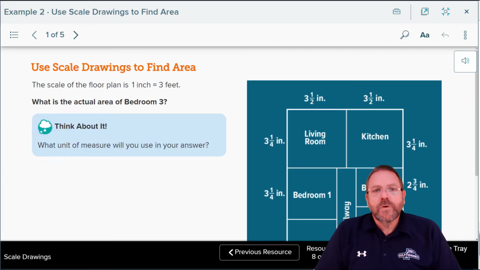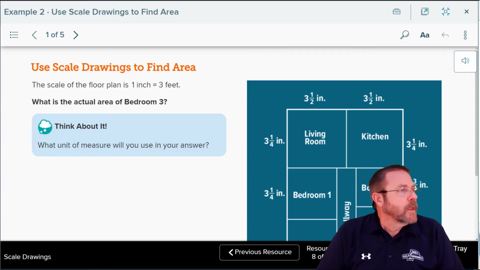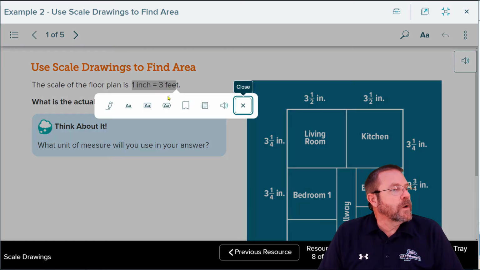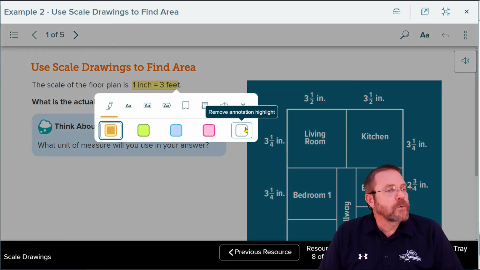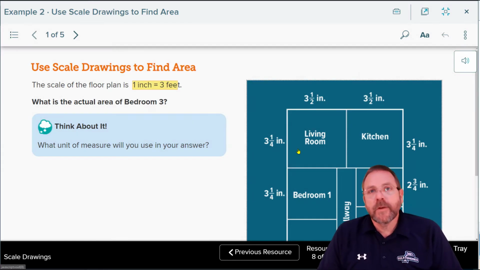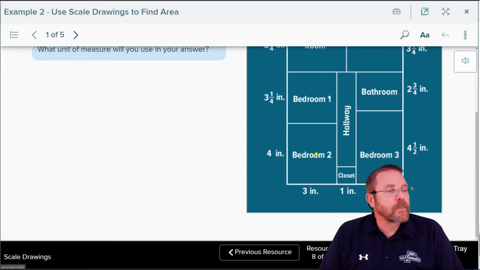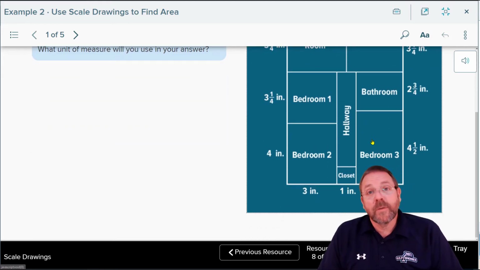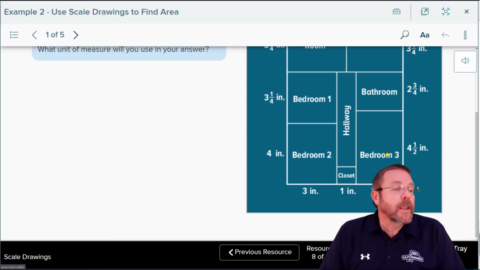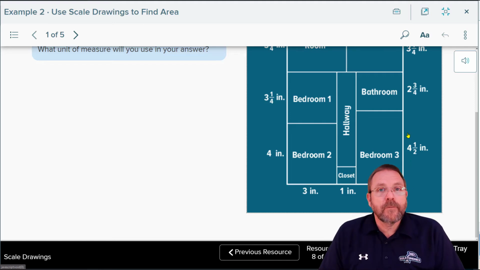Now, example number 2 is going to be working off the same concept as that little learn page we did, where here we have a floor plan, and the scale to the floor plan is 1 inch is equal to 3 feet. So every 1 inch on the plan is going to be 3 feet in real life. And they want to know what is the actual length of bedroom number 3, and bedroom number 3 is right there. That's a pretty big bedroom. I'm thinking that's a master bedroom, so it should be bedroom number 1, but hey. Anyhow, so we've got dimensions of 3 inches, and we have 4.5 inches here.